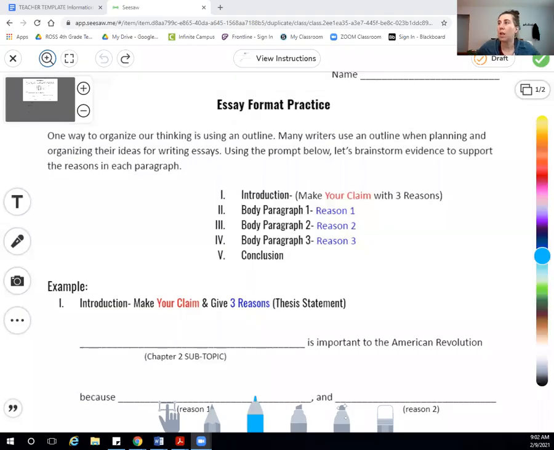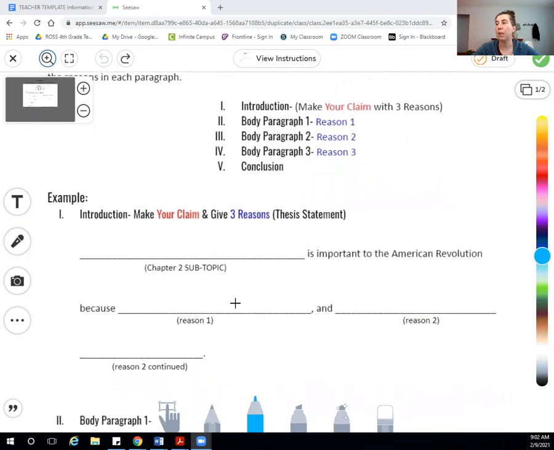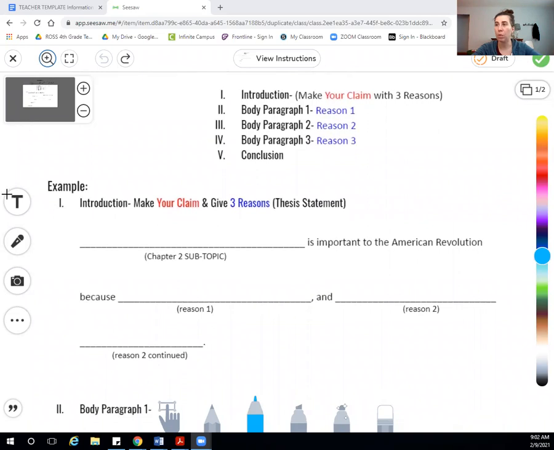All right, here is our essay format practice. You should remember something very similar to this from our essay writing unit, so it should be easier this time for you to fill in. You're going to take the topic, your subtopic from chapter 2, and talk about why that is important to the American Revolution.